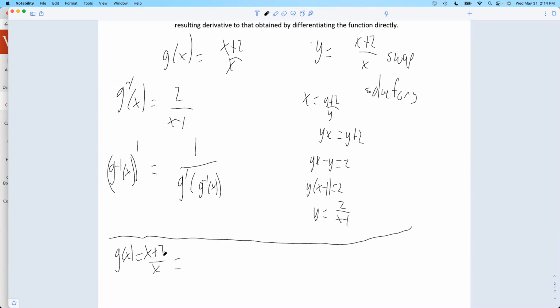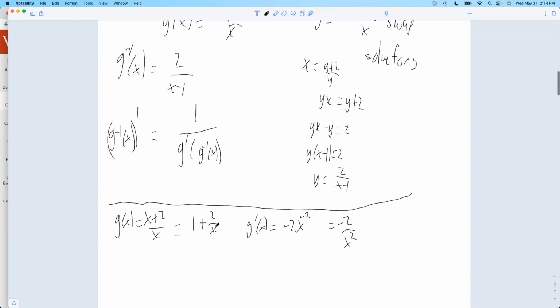I would rewrite this by splitting the numerator: 1 plus 2 over x, so x over x plus 2 over x. Then his derivative is really easy. Derivative of 1 is 0. Derivative of 2 over x would be negative 2 x to the negative 2, or negative 2 over x squared. If you can't just immediately see how I got this, you want to practice your derivatives a little more.